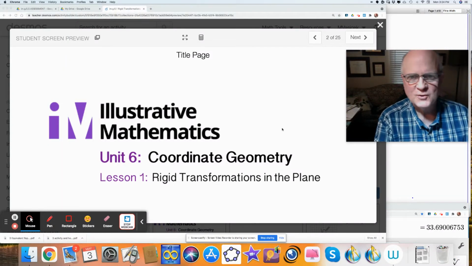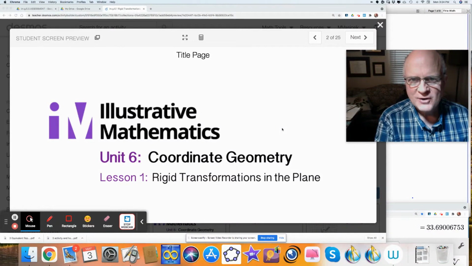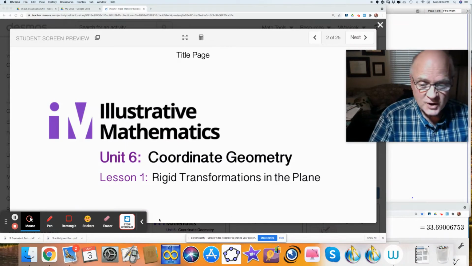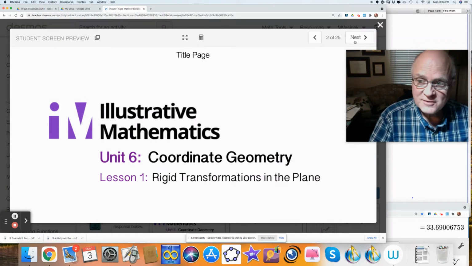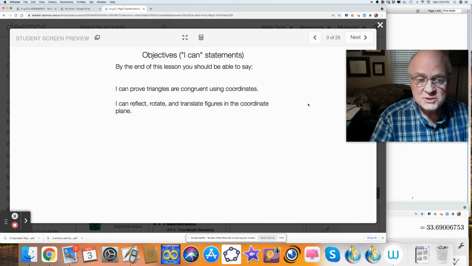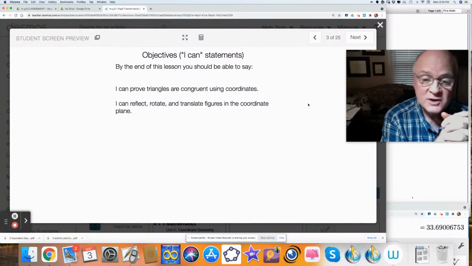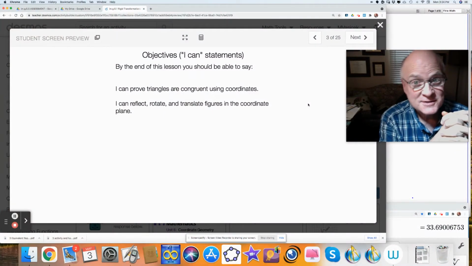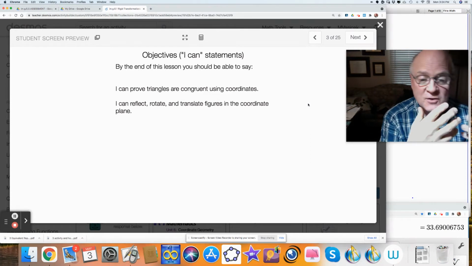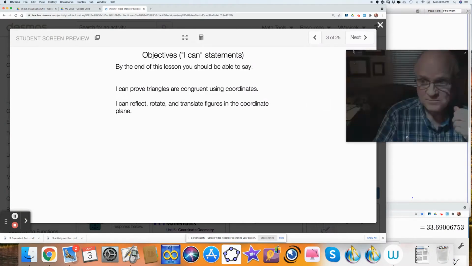We're in Unit 6, Coordinate Geometry. This is our first lesson from this unit. There are about 18 sections in this unit, and this is the last one that we will cover this year. We'll start with rigid transformations in the plane. The objective of this lesson is that by the end of the lesson, you should say, I can prove triangles are congruent using coordinates. And I can reflect, rotate, and translate figures in the coordinate plane.